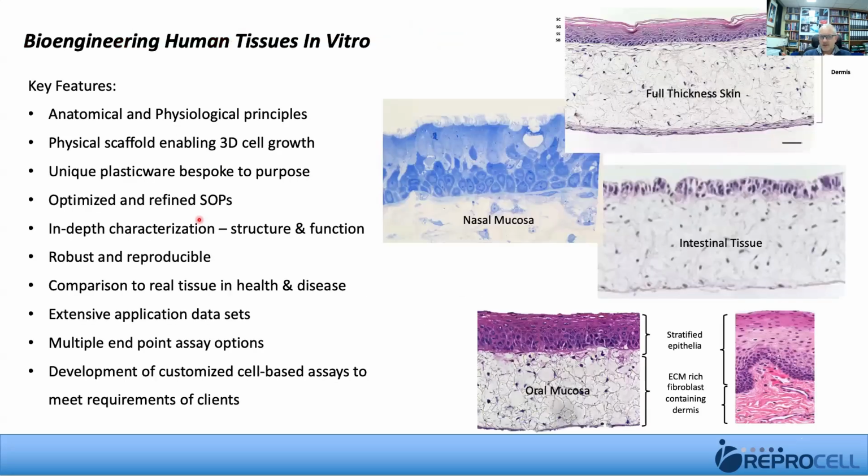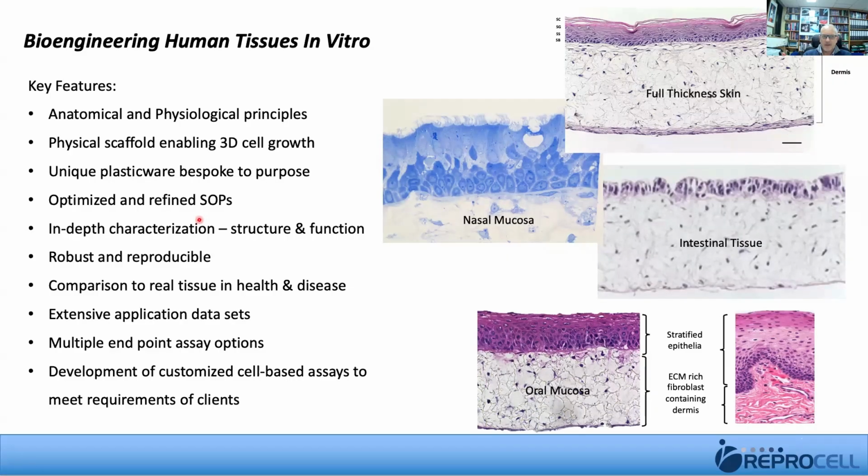So we use this technology to bioengineer tissues in the laboratory environment, and this slide shows 4 examples of a skin model, a respiratory model of the nasal mucosa, an intestinal tissue model, and an oral mucosa model. So that's the lining of the mouth. And each of those models have been developed using the technology that I'm going to be talking to you about today.